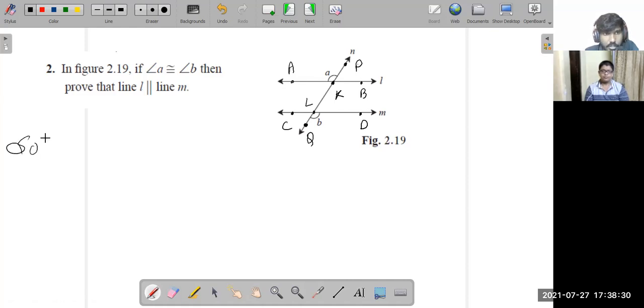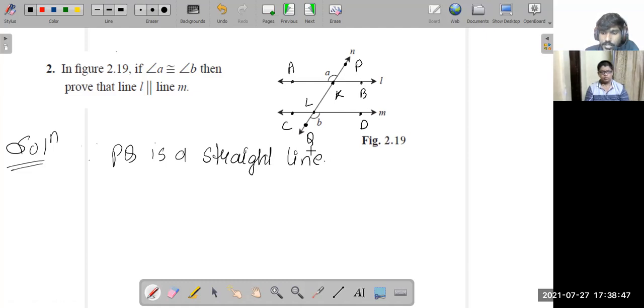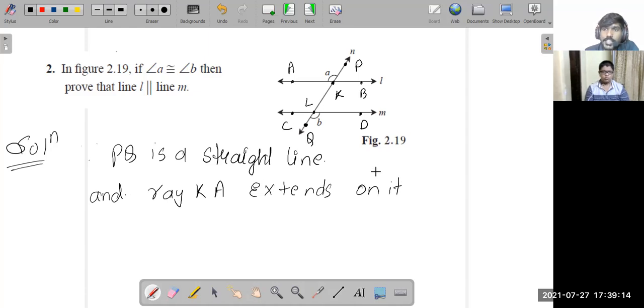Okay. So let's start with the solution. Stepwise we'll go ahead. So since PQ is a straight line, and ray KA extends on it, can you see it forms a straight angle? That means it is forming a linear pair.